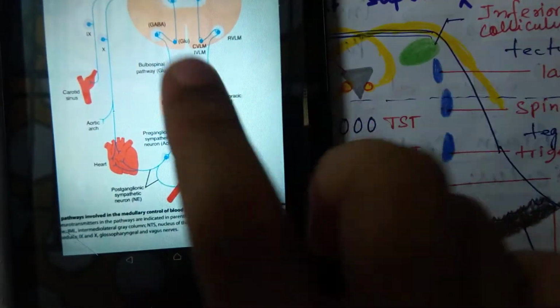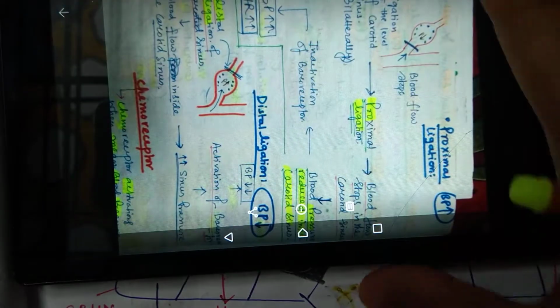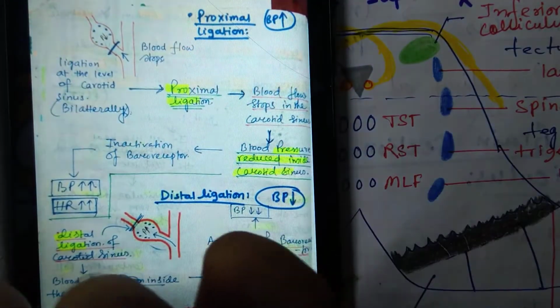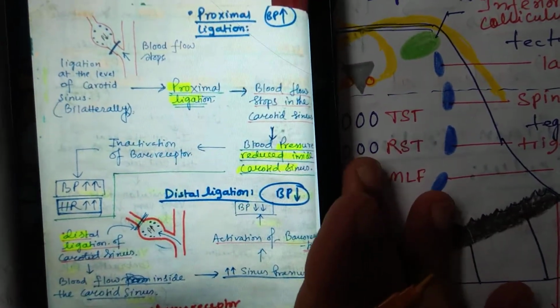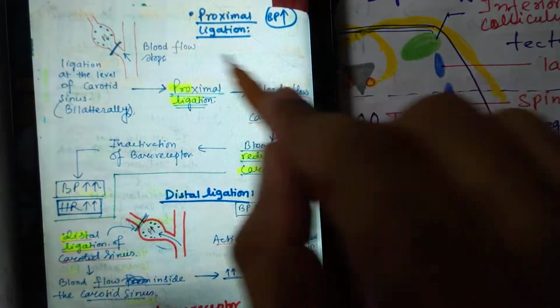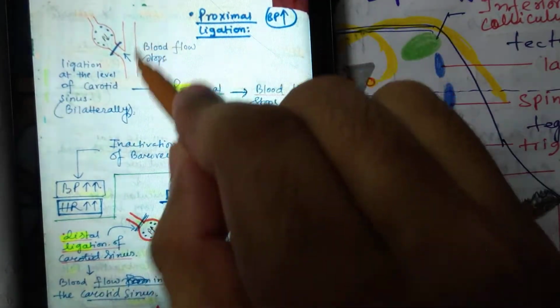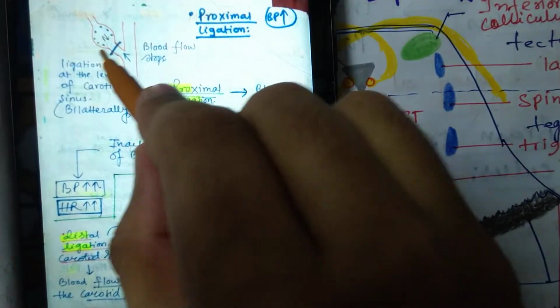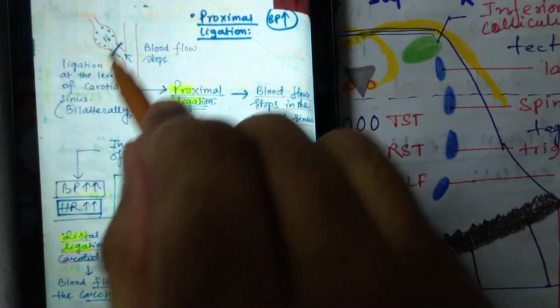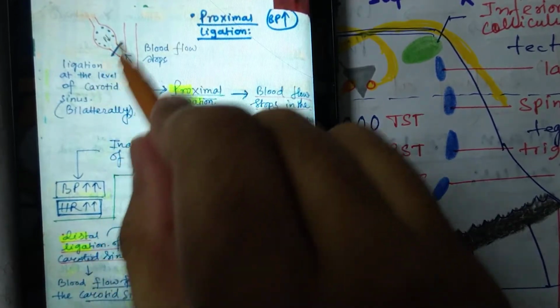Okay, fine. Now look at the ligation of the carotid sinus. We are ligating the carotid sinus at different levels. First, proximal ligation of the carotid sinus. So this is the external carotid artery, this is the internal carotid artery, and this is the carotid sinus. The carotid sinus arises from here, and we are giving a ligation to this portion. That means the proximal area of the carotid sinus.